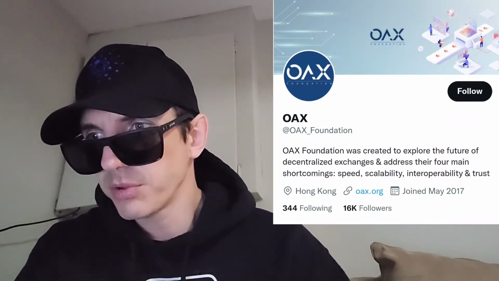Both on Gate and Binance, it's paired with Bitcoin. So you just fund your Binance or Gate account with Bitcoin and then search OAX in the trade section and buy the token that way. It's also paired with USDT on Gate. And you can also get it on CoinDCX. Never heard of it, but it's paired with Bitcoin on there as well.